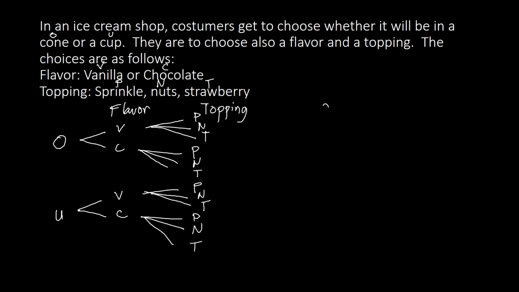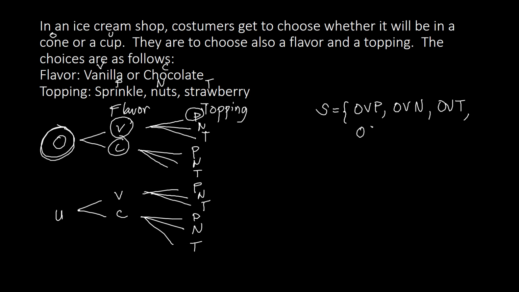So let's go for listing down the sample space here. We have to start with O, then going over to V. So we have OV, then we go to P. So OVP. Then we repeat OV here until the last third topping. So we have OVN, OVT. Next we go to OC. So OC here, we go for P. Then next will be N. So OCN. Next will be our T. So OCT. Next we go to U and V.